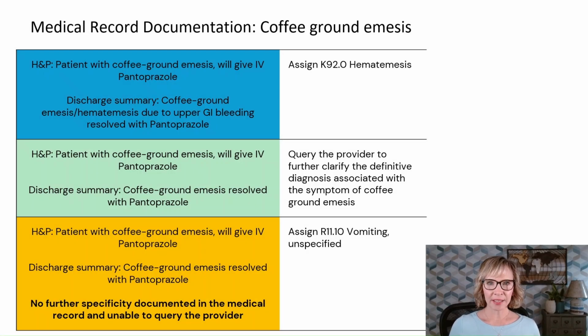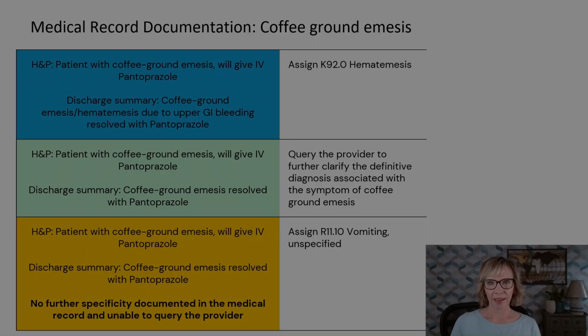Let's take a look at some examples. In this first example, according to the H&P, the patient has coffee ground emesis, so treatment was started with IV pantoprazole. The discharge diagnosis is coffee ground emesis, hematemesis due to upper GI bleeding resolved with pantoprazole.